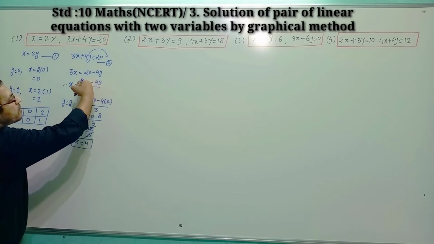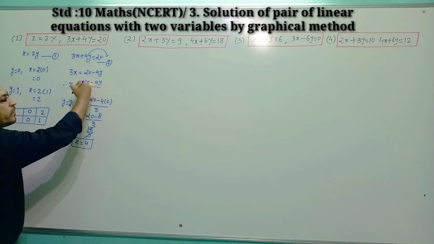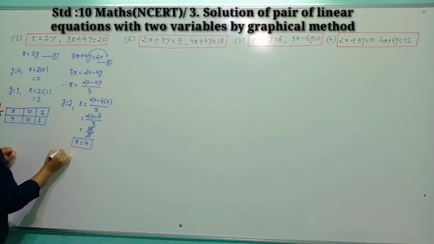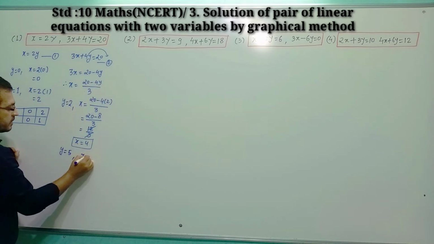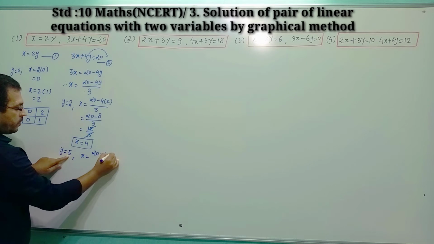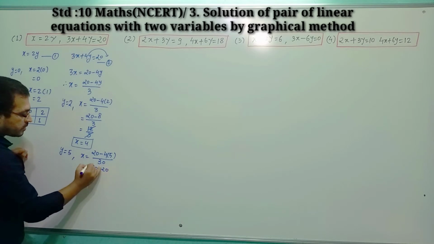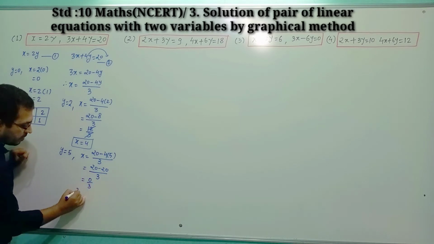Suppose you are putting 3 over here, otherwise, suppose you are putting y is equal to minus 1. Minus 1, you will get 24. Otherwise, 4, 4 is 16. There will be 2. So 4, 5 is 20. Right, students? So we can write y is equal to 5 over here. So what we are getting? x is equal to 20 minus 4 into 5 by 3. So 20 minus 20 by 3. So we are getting 0 by 3.